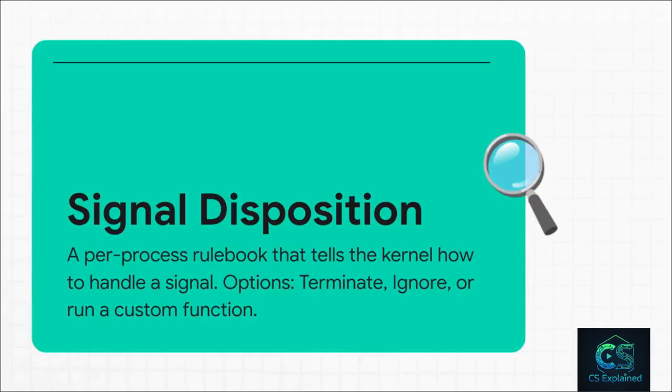This rulebook has a technical name, the signal disposition. For any signal that comes its way, a process can do one of three things. It can just do the default action, which a lot of the time is just to terminate. It can choose to completely ignore the signal, or, and this is the powerful one, it can run a custom piece of code called a signal handler to do something very specific.